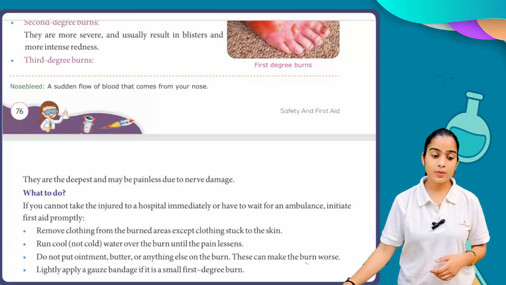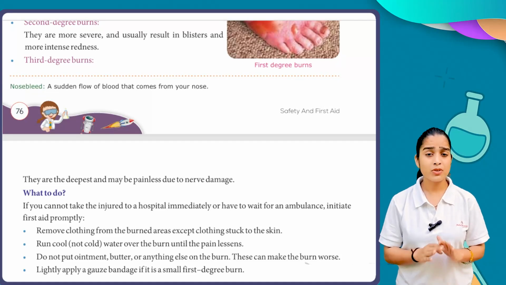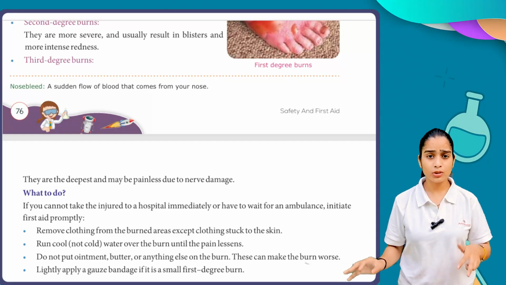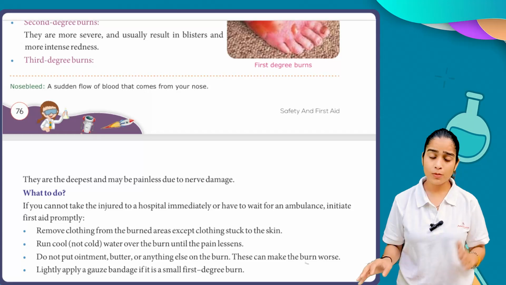Third degree burns are the deepest and may be painless due to nerve damage. So when you have a third degree burn, it means your nerve is damaged, and at that time you have to take the supervision of a doctor. In both cases, second and third degree, you have to consult a doctor for proper treatment.